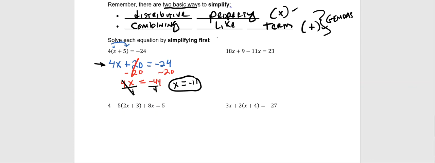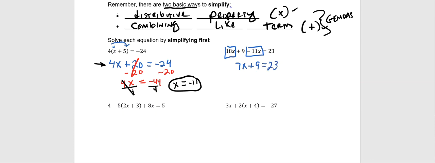So I'm going to use my method of boxing those like terms so that I can recognize them as being ready to add. So I'll add those together. 18x plus negative 11x is going to give me 7x. The plus 9 drops down, equals 23.